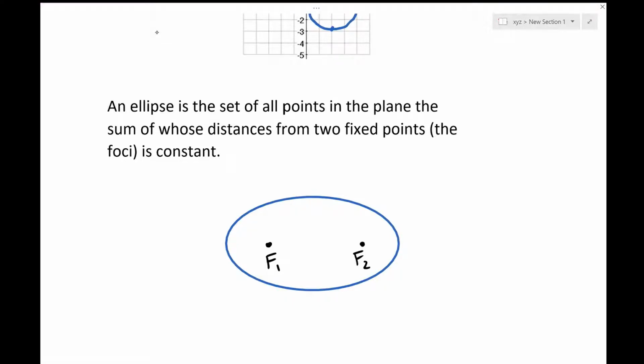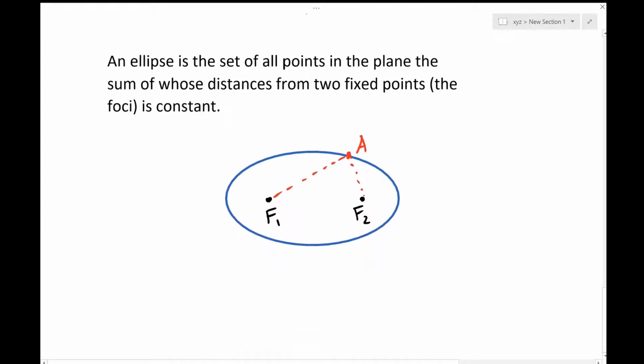And so what exactly is happening is that if I look at some point on the ellipse, say look at this point A, I want to take the sum of the distances from that point to the fixed points, F1 and F2. In other words, what I'm looking at here are the lengths of the segments AF1 and AF2, and I'm adding those segments together.